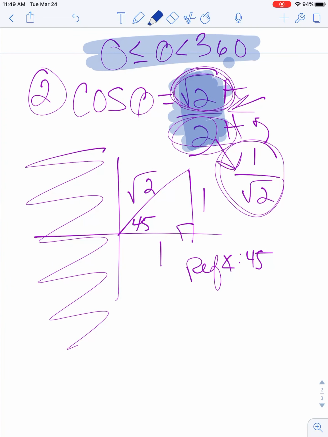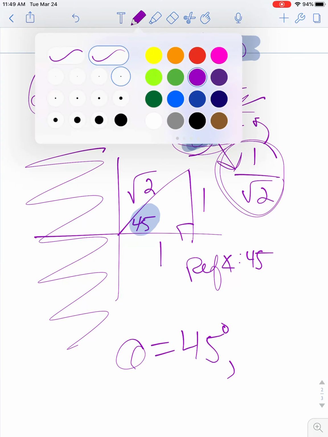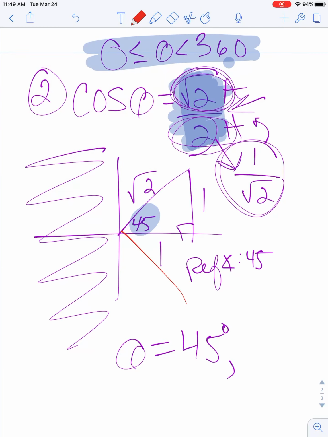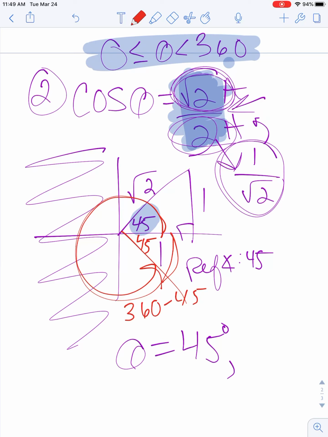In this case, yes it is, because that's my first quadrant answer. So my first quadrant answer is 45. Now I have to get my fourth quadrant answer. So if I draw my angle triangle here, I have to get that angle. I'm not going to quite go all the way to 360. I'm going to be 45 less. So 360 minus 45. My second answer is 315 degrees.